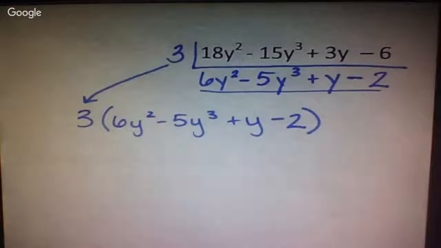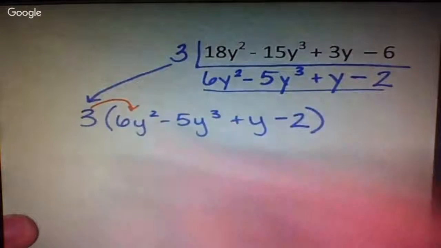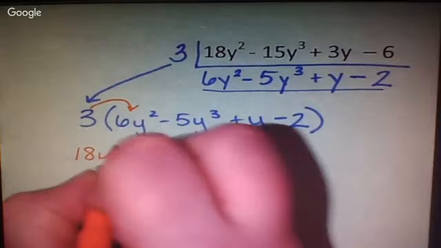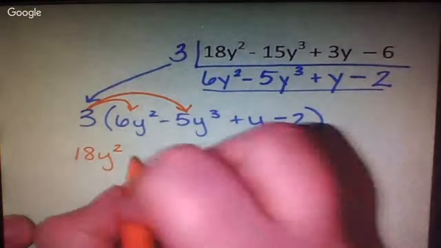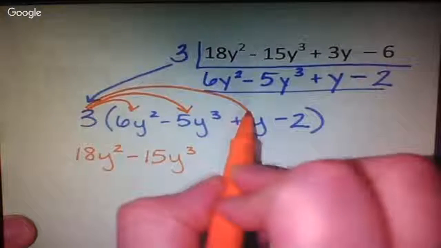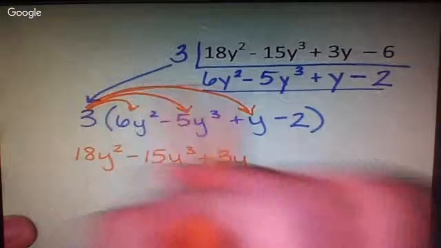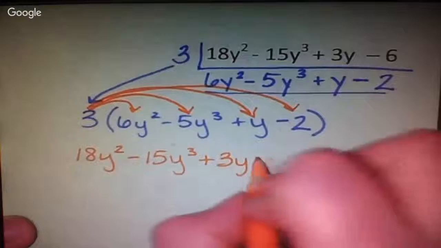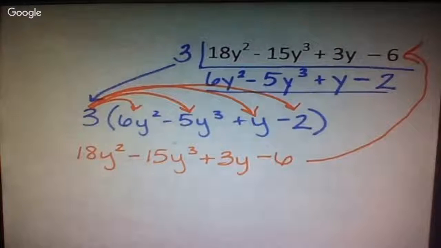Okay. Once you pull out a greatest common factor, how do I check myself to see if they go back in there? Multiply it through. So I would take 3 times 6y squared. Well, that becomes 18y squared. I take 3 times negative 5y cubed. So I get negative 15y cubed. 3 times y. So 3y. And finally 3 times negative 2, which is negative 6. If this matches your original, you have done this correctly.